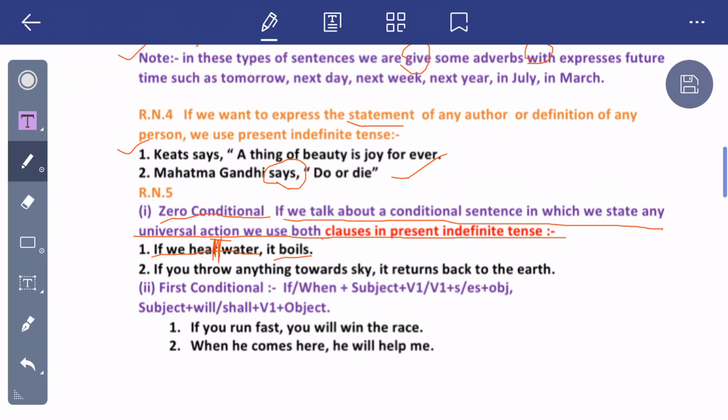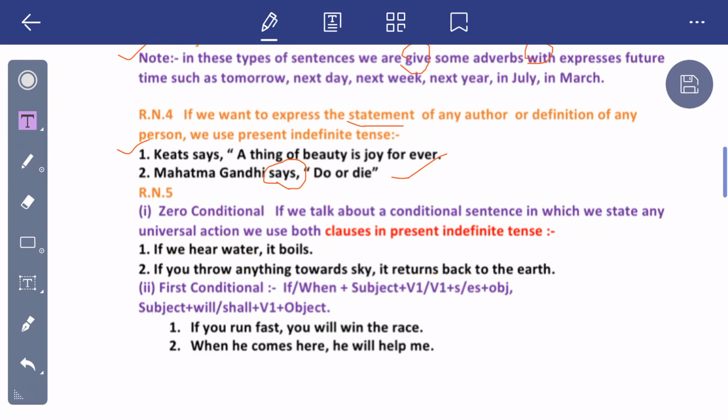Now look at the second point. If you throw anything towards the sky, it returns back to the earth. So it is also a universal truth. Obviously, whenever we throw anything towards the sky, it returns back to the earth. That is why both verbs are kept in present indefinite, throw and returns. I hope it is clear to you up to now.